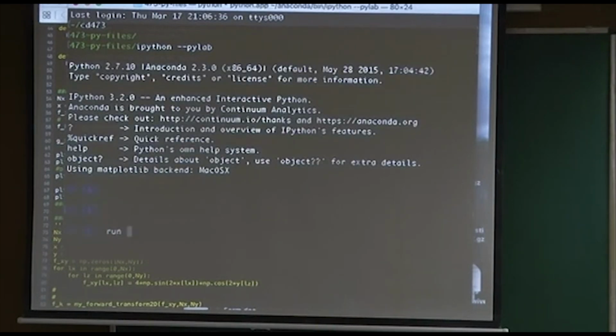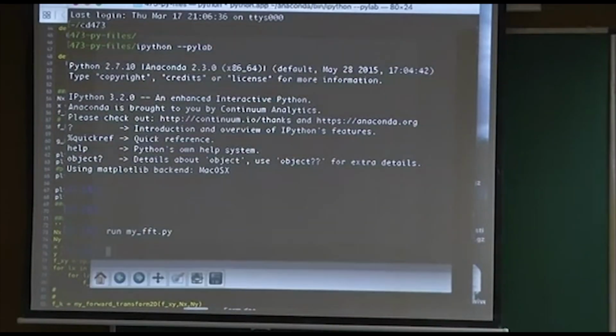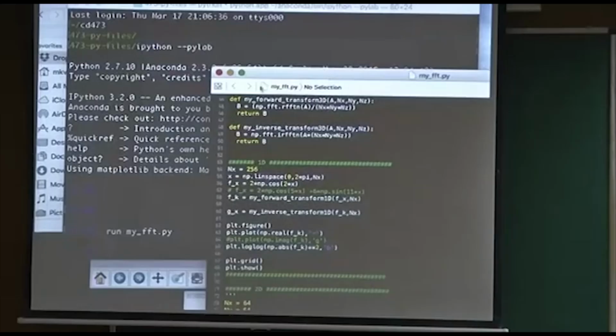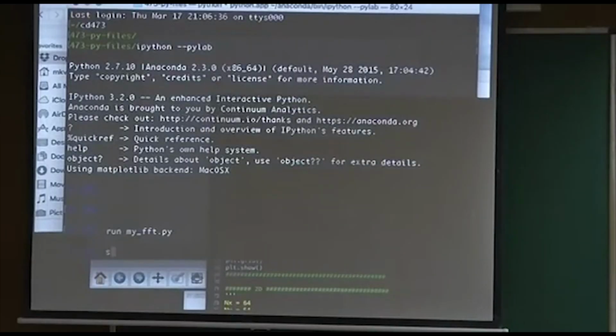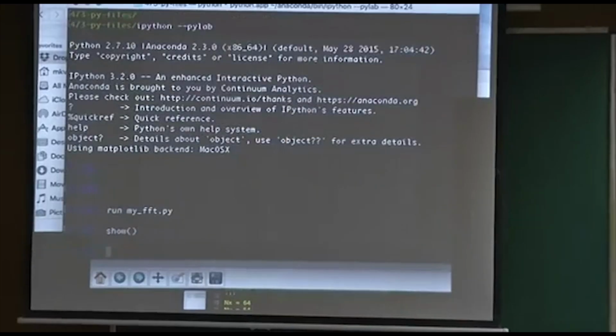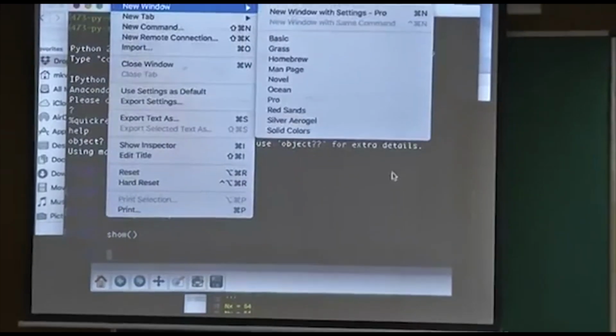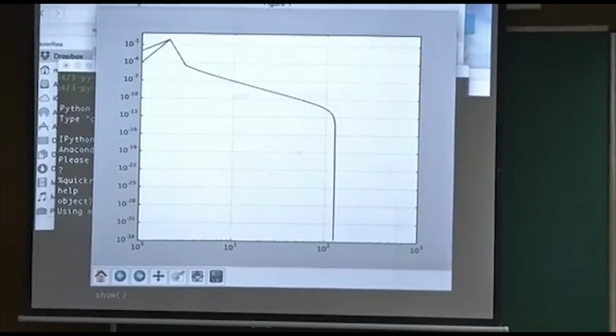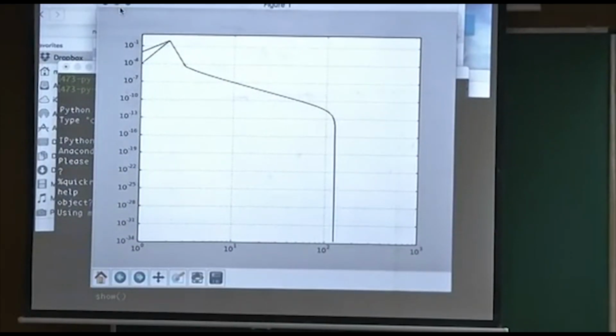Okay, so run my FFT. It has run. Now, why isn't it showing? It is somewhere behind. The plot is behind. Yeah. Okay.